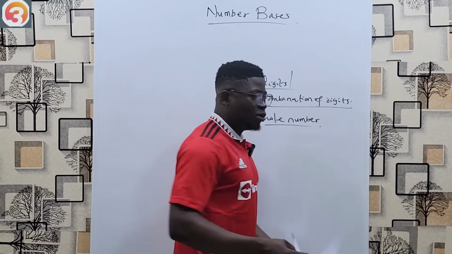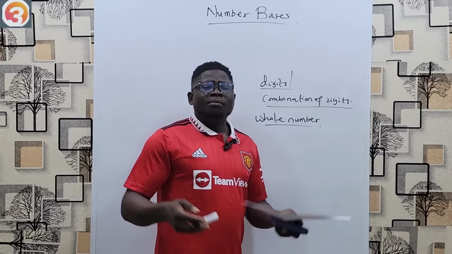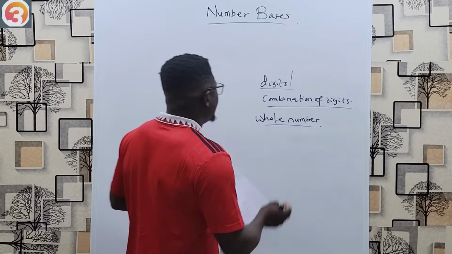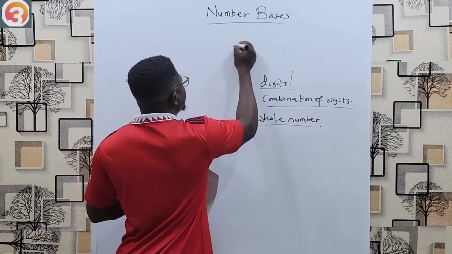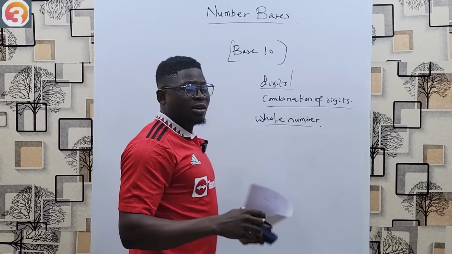Whole number greater than what? Greater than 0 are what bases are. Now, base 10, which is the decimal system. A lot of people call this the natural base.